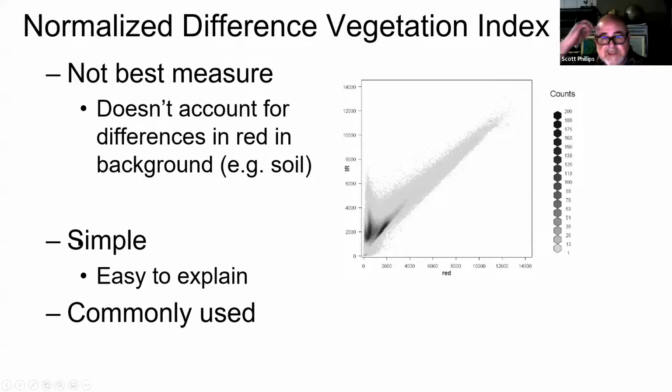It's not the best measure of vegetation, but it is very simple and very commonly used. When you're learning about remote sensing and vegetation indices, this is the first one, the most basic one. However, people who are into remote sensing have other, more complicated indices that are less simple to explain, but may do a better job.